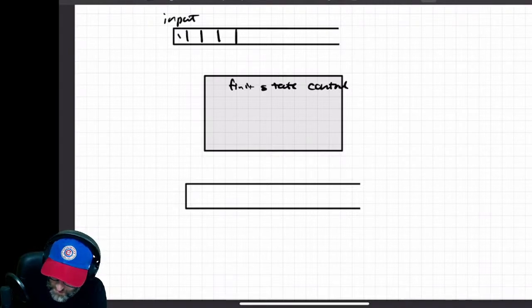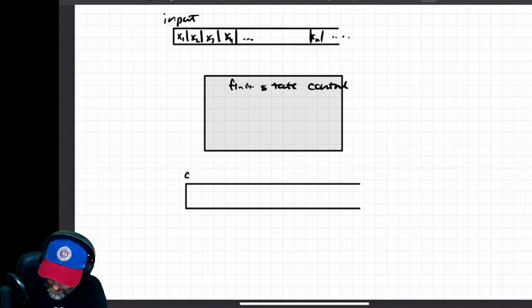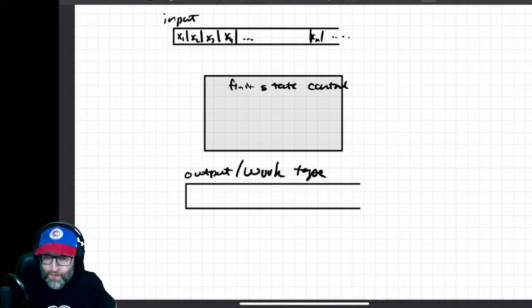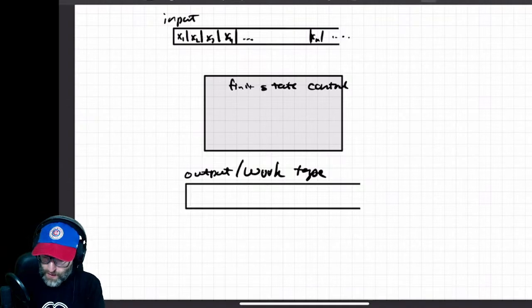All right, so here is the input. And there's some input x1, x2, x3, x4, ... and then xn. Remember, that's just binary. And then effectively the tape ends there. And this is our output, or work tape. A Turing machine now has memory that you can actually write to and read from. This is read-only.